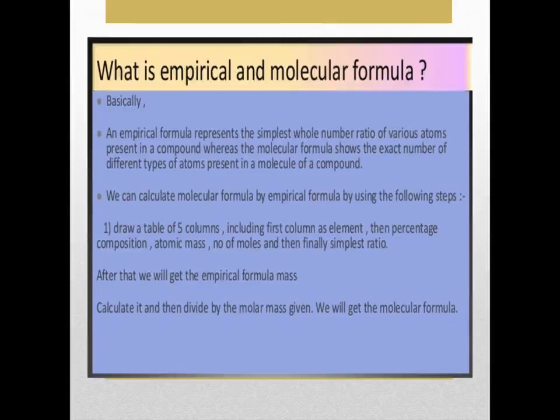Empirical formula of a compound is a formula written with the simplest ratio. Empirical formula is written in the simplest ratio of the number of different atoms present in one molecule of a compound. Molecular formula of a compound is a formula written with the actual number. Molecular formula is the actual one, empirical formula is the smaller, simpler one.